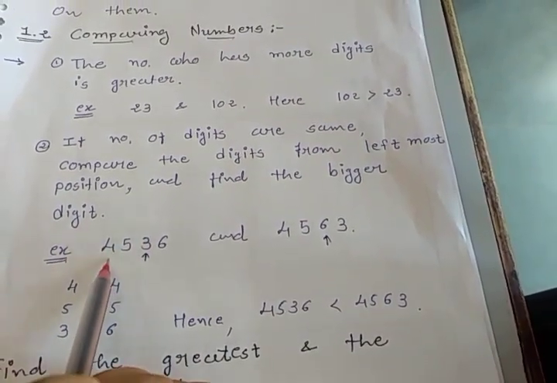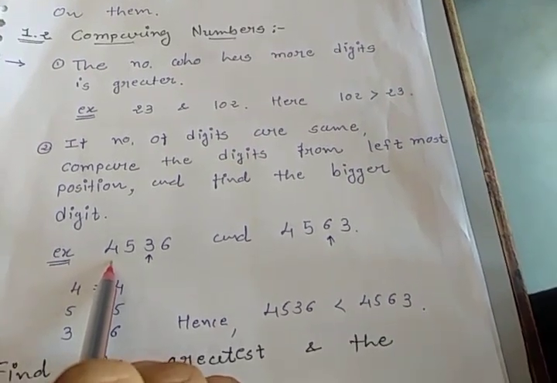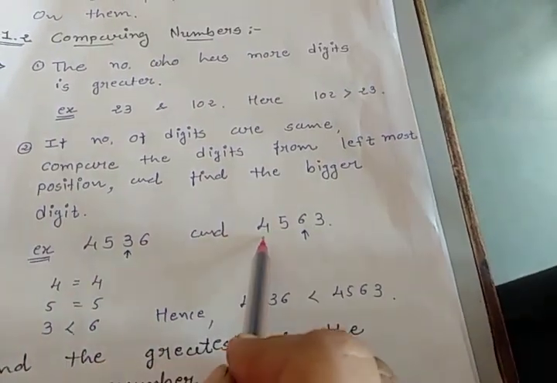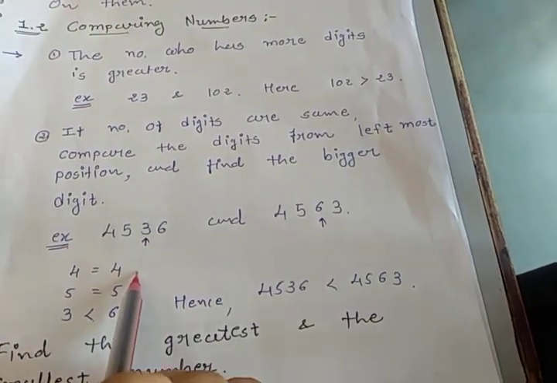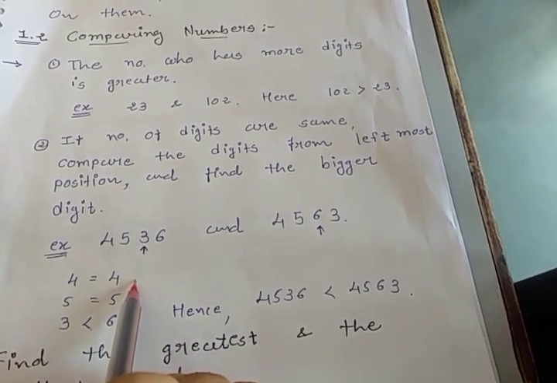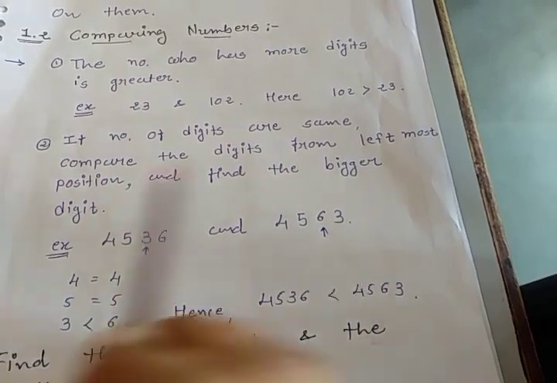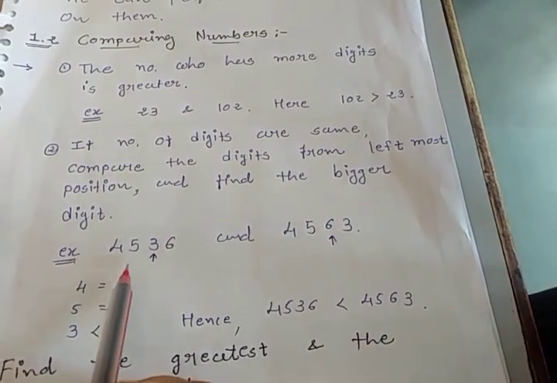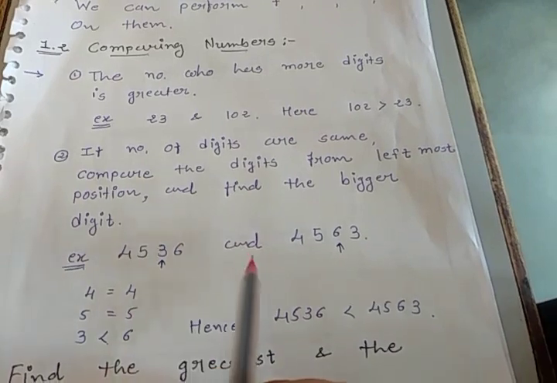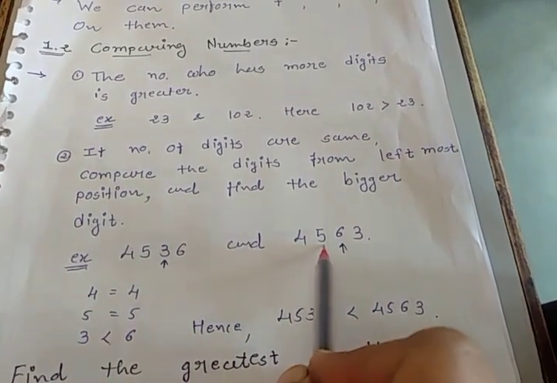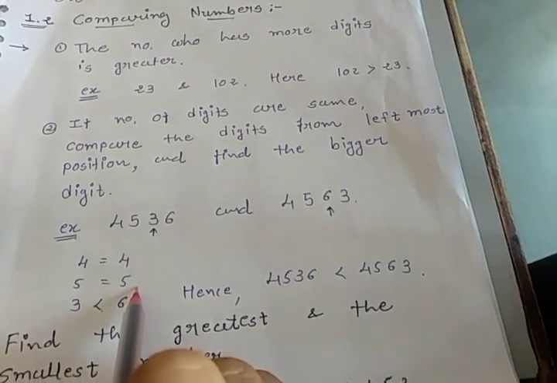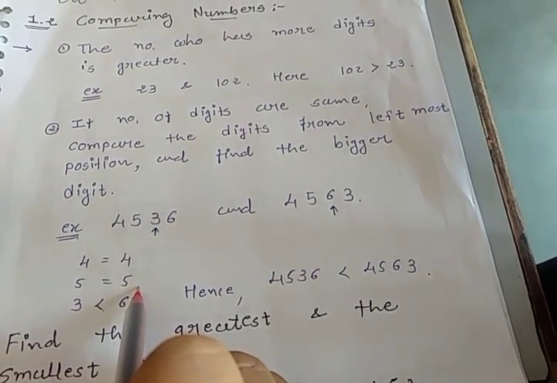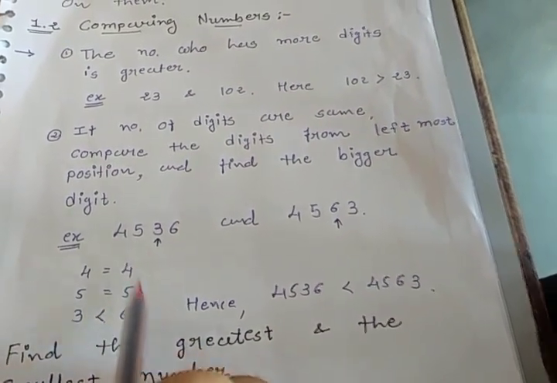Now the first digit of the first number is 4, and here also the first digit is 4. 4 is equal to 4, so we cannot take any decision about which is greater. Then go for the next digit. The next digit is 5 over here, and in this number also the next digit is 5. So 5 is equal to 5. Still we cannot tell which number is greater. Clear? Now go for the next digit.